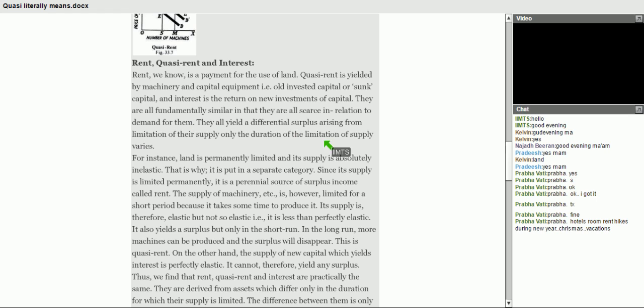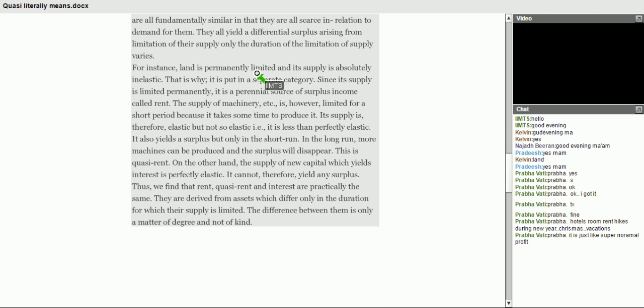They all yield a differential surplus arising from limitation of their supply. Only the duration of the limitation of supply varies. Means they can make profits only in the short run, not in the long run. Now suppose the land is permanently limited. Yes, Prabha, like supernormal profit only. For a firm it is a supernormal profit, and for a customer it is like the quasi rent, the fake rent, that we are paying.